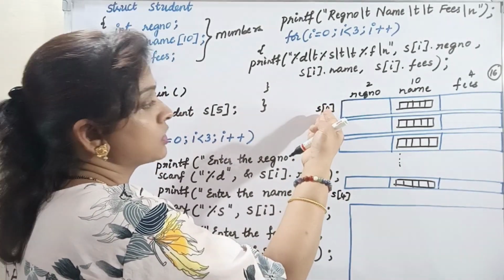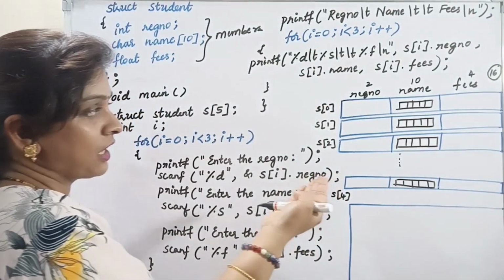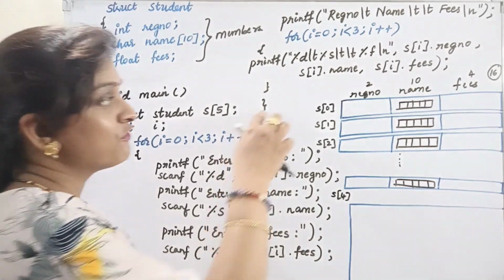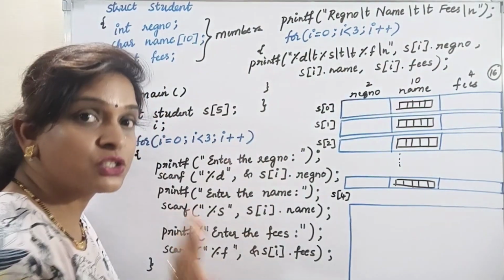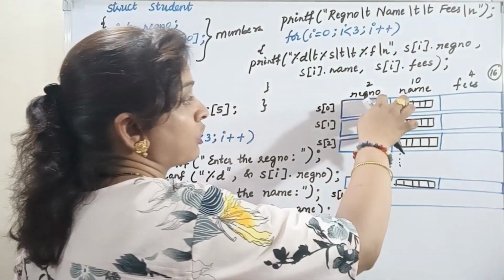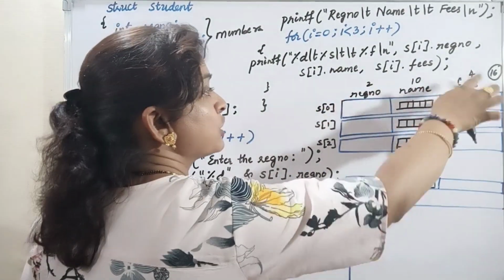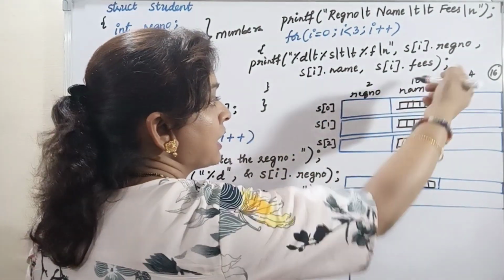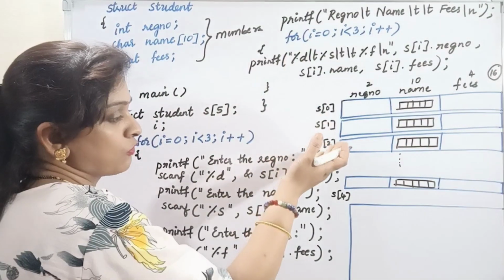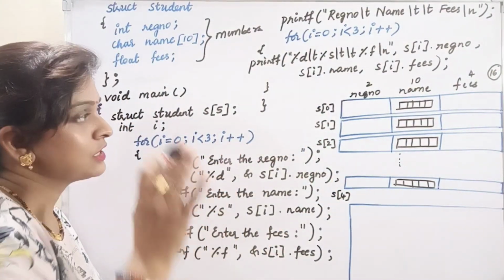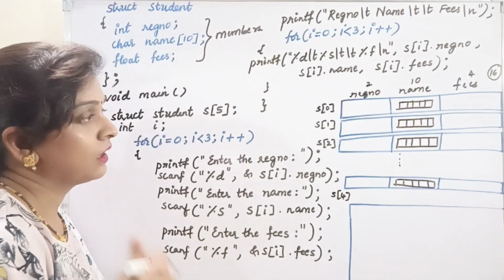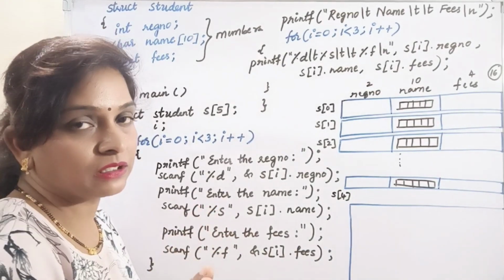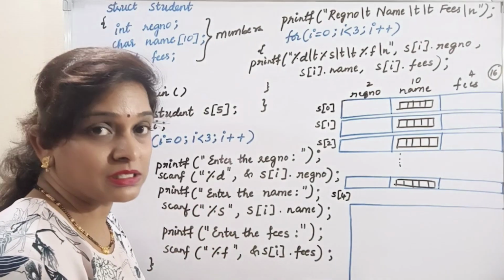For every structure variable, that is S of 0, we are going to get access to the members. For every structure variable, we can access the structure members. So S of 0 dot register number, S of 0 dot name, S of 0 dot fees. The same way, S of 1 dot register number, S of 1 dot fees, name, all those things followed with S of 2, 3, 4. Right? 0 to 4, totally 5. And it's not mandatory that we have to use the complete allocated memory. I can store less than that also.